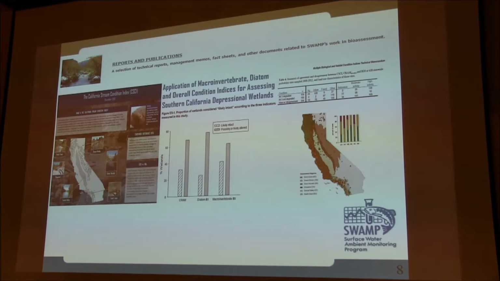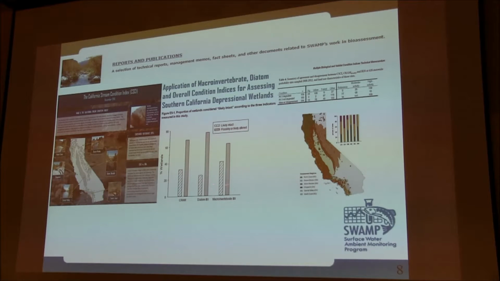If you click on the reports and publications link, you'll get access to SWAMP's fact sheet, reports, and technical memos. So the map with the pretty graphics on the left is the CSCI fact sheet. It describes the big picture of what the CSCI is, how it was built, and why it's an advancement over previous indices. It's a good introduction to the CSCI if you're not familiar with the tool. And it's a short 2-pager, but if you wanted more details, there's also a CSCI technical memo.